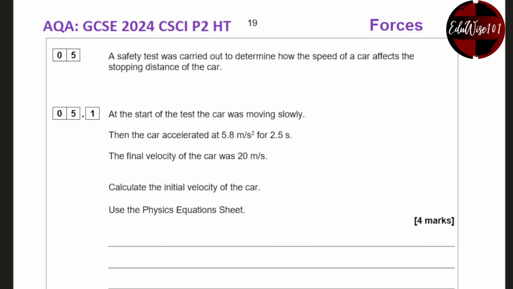In this video, I'm going to go through the AQA Combined Science Physics Paper 2 Higher Tier from 2024. Question number 5 is on the topic of forces.